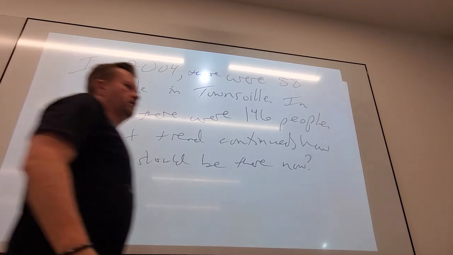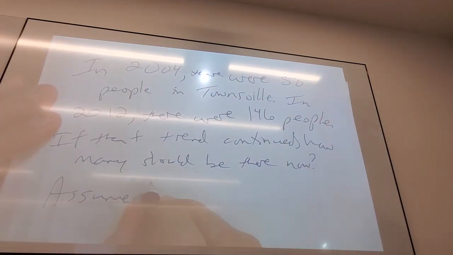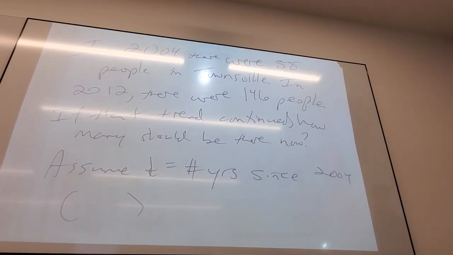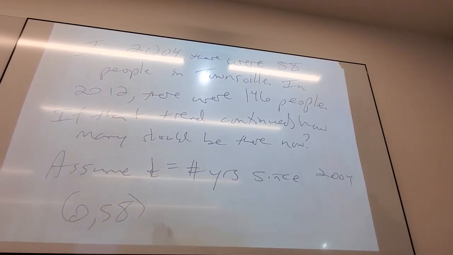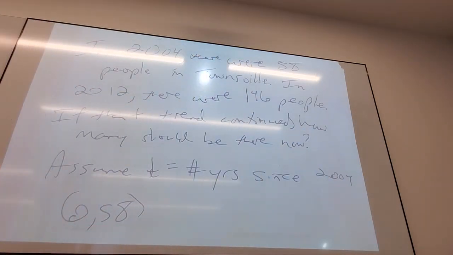So what's the first point then? Making that assumption, assume t equals number of years since 2004. So what's the first point? 0, 58. Okay. Now you do the rest of the problem. I want you to get the equation of the line that models the population. So you need one more point. Don't say what it is. Go as far as you can.